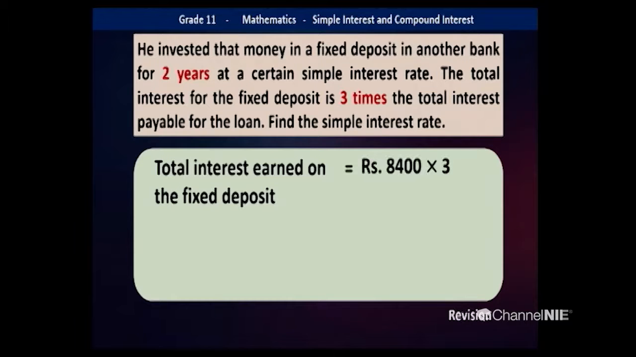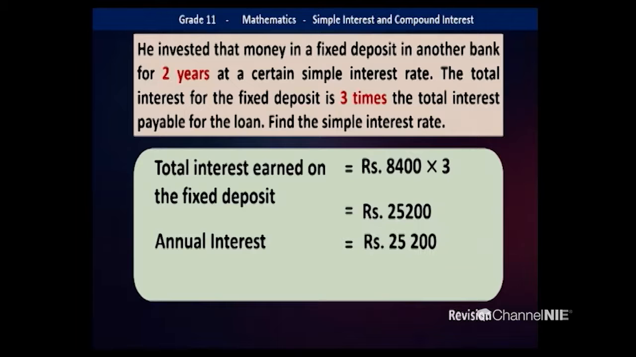Then 8,400 is the interest for the loan under the reducing balance method. Once you multiply it by 3, the answer is 25,200. What is this 25,200? Interest for the loan multiplied by 3. Then they say this interest is equal to the simple interest for 2 years.